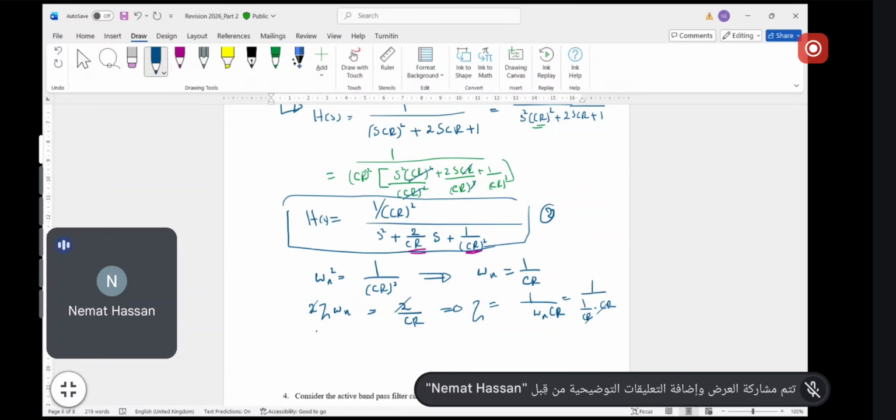Remember we said the damping ratio tells you about the stability of the system, damped or undamped or critically damped. If zeta is equal to 1, the system is undamped, which means it will continue oscillating without reaching a steady state value. So this is zeta, this is omega n. Clear? Any questions so far?